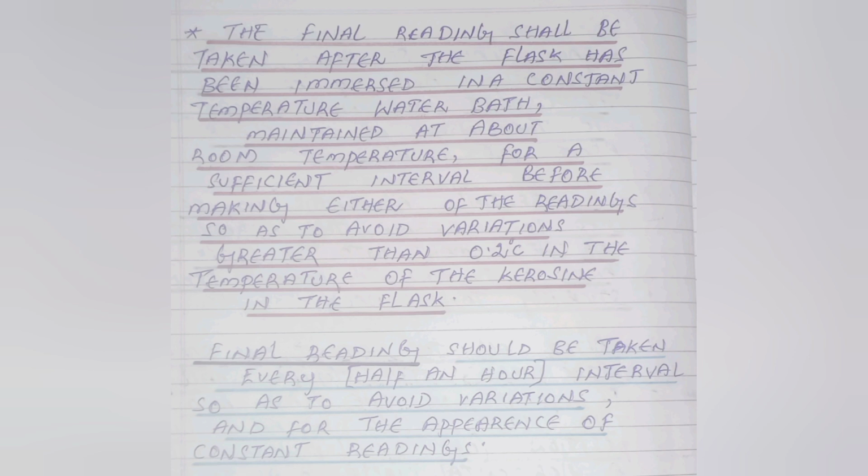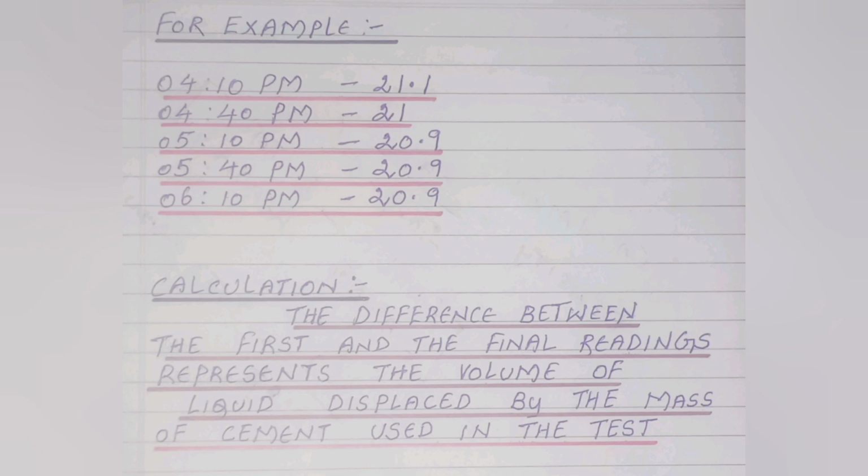The final reading shall be taken after the flask has been immersed in a constant temperature water bath maintained at about room temperature for a sufficient interval before making either of the readings, so as to avoid variations greater than 0.2 degrees Celsius in the temperature of the kerosene in the flask. The final reading should be taken at half-hour intervals until constant readings appear. For example, 4:10 p.m.